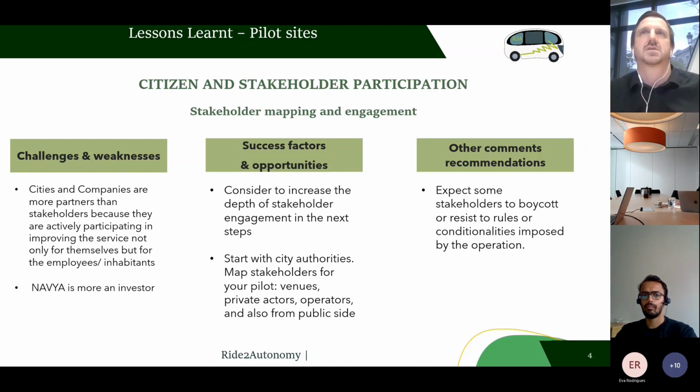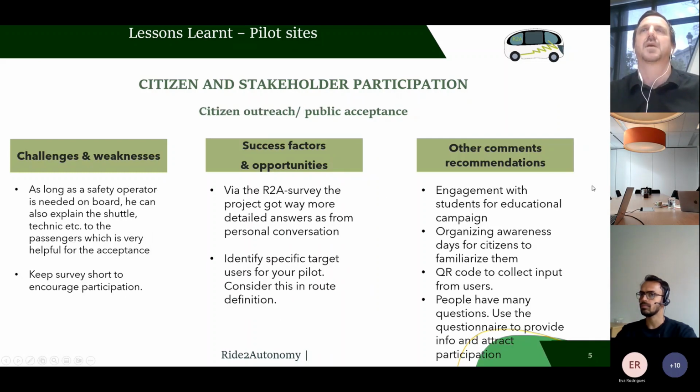Going to move on to the next. Citizen outreach, public acceptance. Challenges and weaknesses. So if you still have the safety operator on board, he can explain the shuttle to the passengers, which is helpful. I'm not sure why it's a challenge, but it's actually a plus. And to keep the survey short, so you don't have survey fatigue.